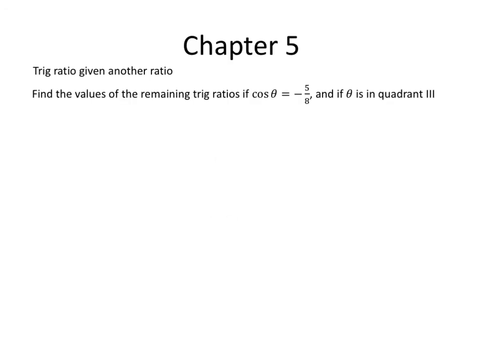Here's our first problem. We are given the cosine of theta is -5/8 and theta is in quadrant 3. We need to find all the rest of the trig ratios. So what I do is I start out by writing all my ratios.